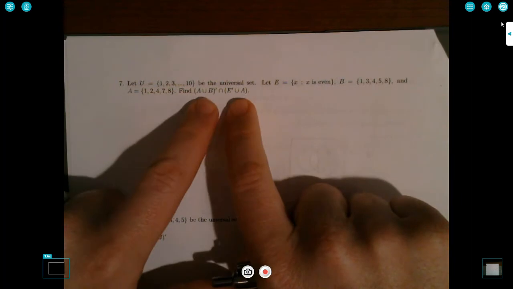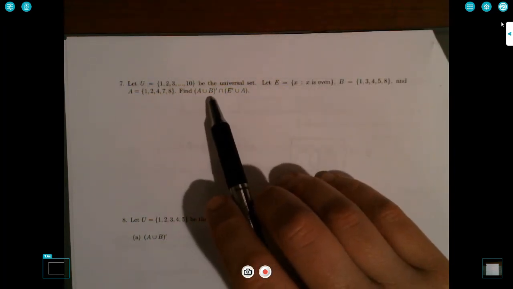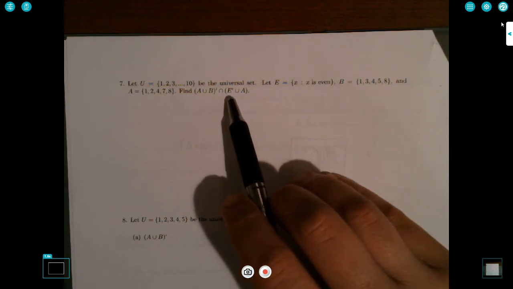Now here's an even more complicated one. It says, let U be the universal set. U is the numbers from 1 to 10. Let E be the set of all x where x is even. Let B be the set 1, 3, 4, 5, and 8. And let A be the set 1, 2, 4, 7, and 8. Let's find (A union B) complement intersect (E complement union A). Whew. All right.